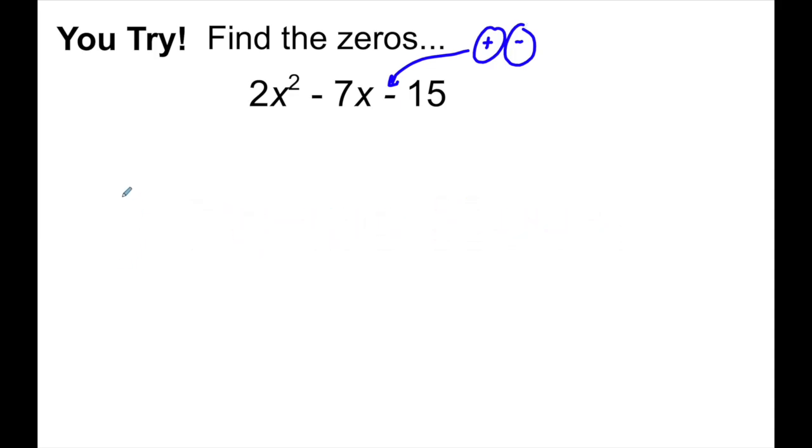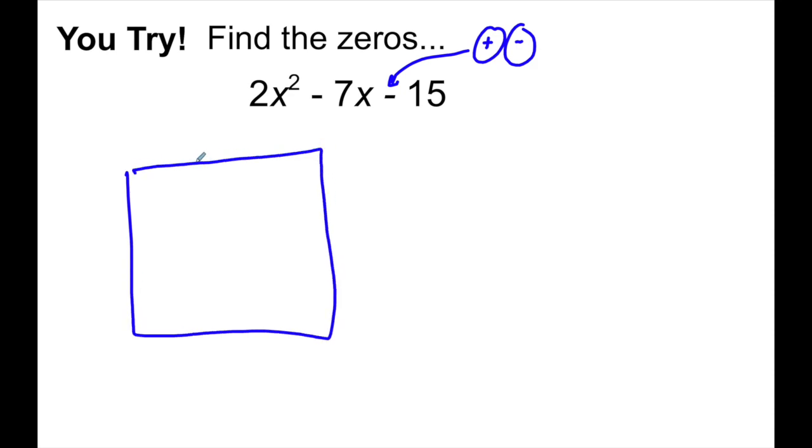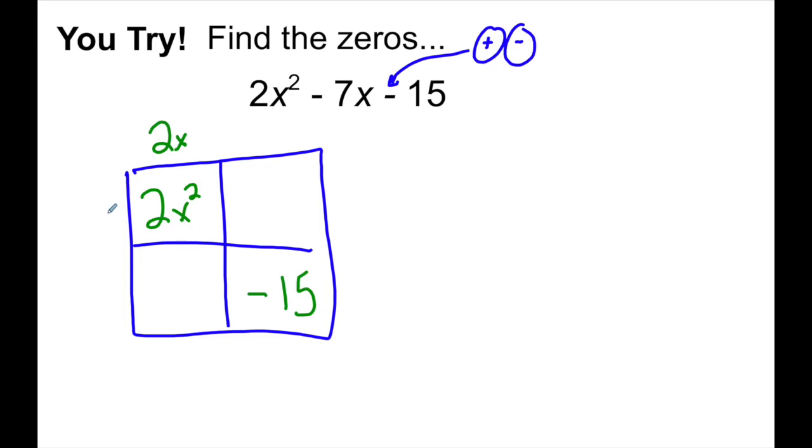All right, so first thing we do again, we set up our box. I'll do this in a different color. Now, remember, what's going to go inside of here? Top left, that's 2x squared. Bottom right is going to be negative 15. Now, how could I get 2x squared? I did this as the first one for you to try because I wanted you to first have a chance to try one where you only have one way to get the a value. One of them has to be 2x, the other one has to be x. There's just no way around it. It's unavoidable.